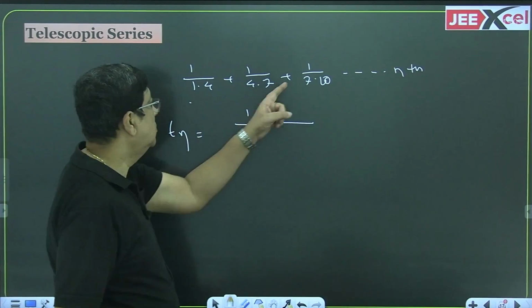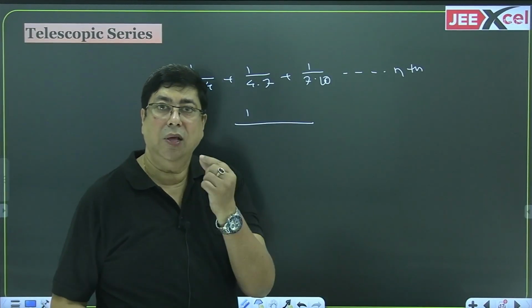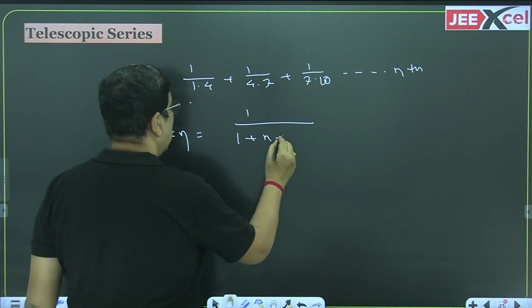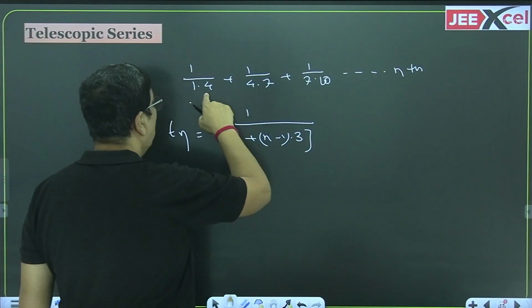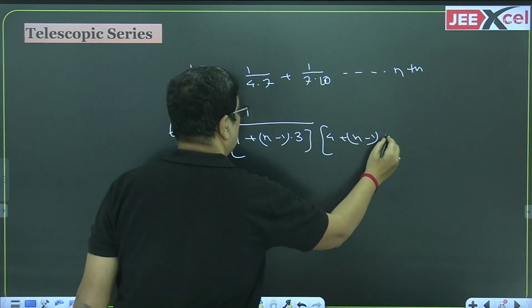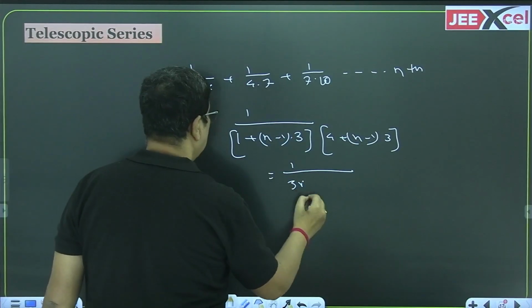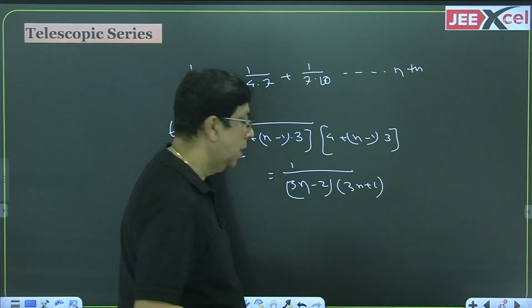This is 1, 4, 7, 10. Okay, it's the product of the two AP series. So one is 1, 4, 7, 10, that is a plus n minus 1 into d, and the other series is 4, 7, 10, that is a plus n minus 1 into d. So what is happening here? 1 by 3n minus 2 into 3n plus 1.